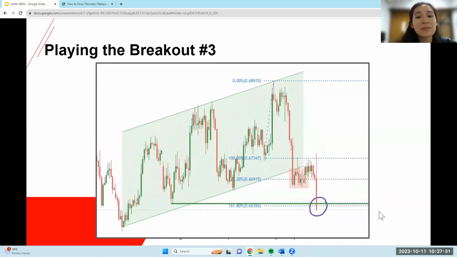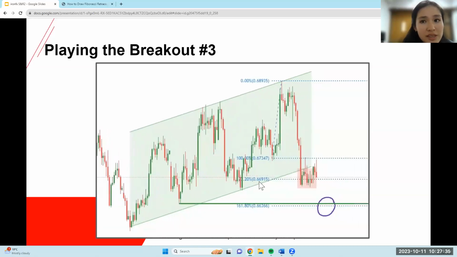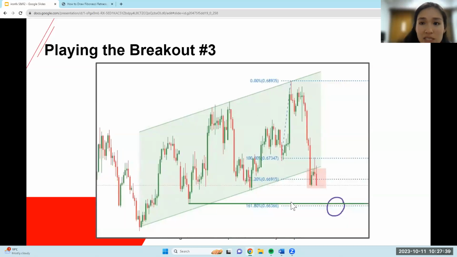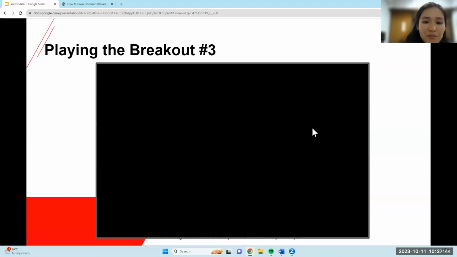Okay, we see price break the 127.2% level and went all the way down to 161.8, just as we expected, caught our trade, and then shot back up.